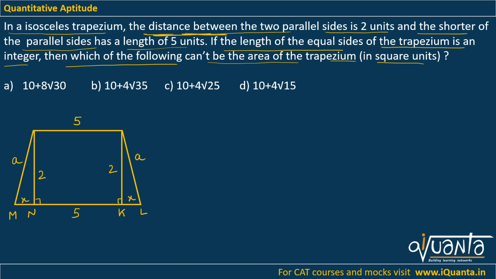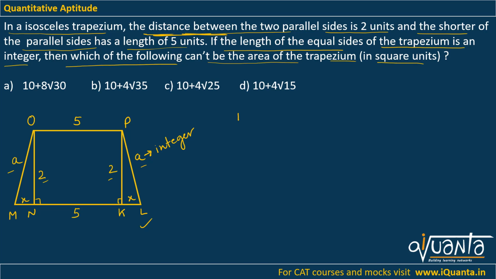Why? Because let me assume that this is point O, this is P, so triangle MNO and triangle KLP are congruent. So their corresponding sides will be equal. This is 2, this is 2, this is A, this is A. So if this is X, this will also be X. We were given that this A must be an integer.